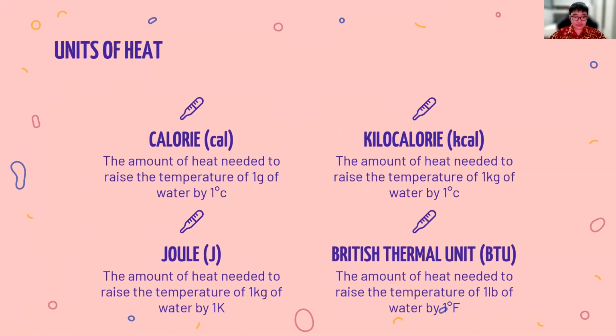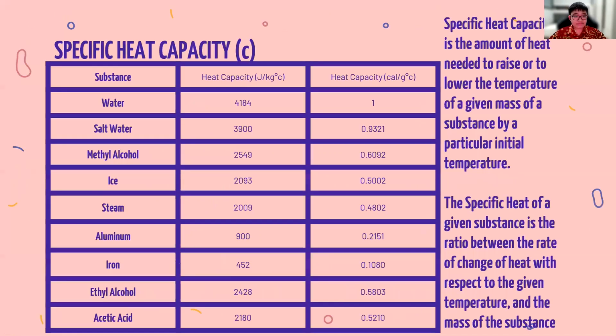The first one, we have calorie. It is the amount of heat needed to raise the temperature of 1 gram of water by 1 degree Celsius. For the second one, we have kilocalorie. It is the amount of heat needed to raise the temperature of 1 kilogram of water by 1 degree Celsius. Third, we have joule, which is the amount of heat needed to raise the temperature of 1 kilogram of water by 1 Kelvin. And the last and not least, we have the British thermal unit, or the BTU. It is the amount of heat needed to raise the temperature of 1 pound of water by 1 degree Fahrenheit.